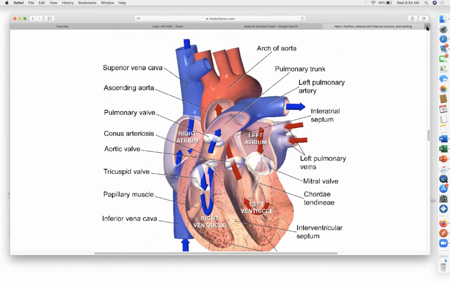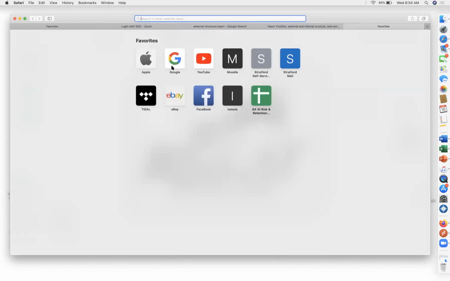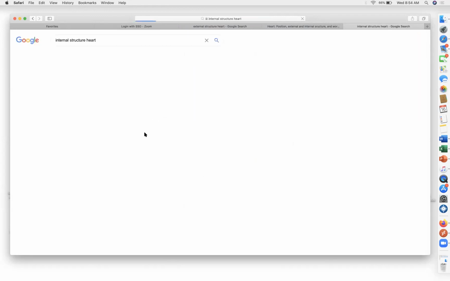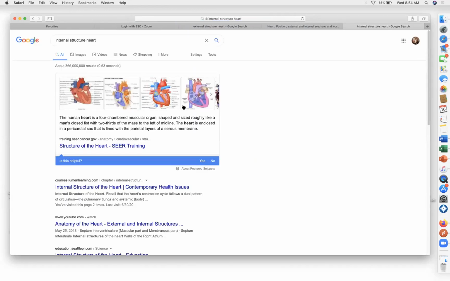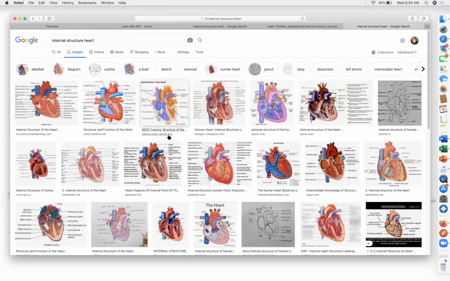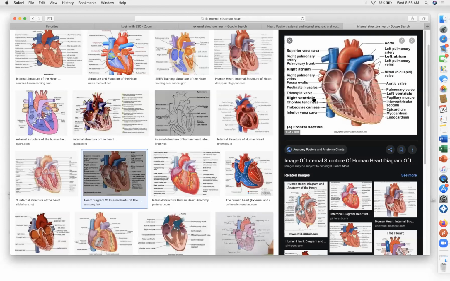Let's also now look at the internal structures of the heart a little bit more closely regarding your atrioventricular valves and those leaflets or the doors. Let me try to find something. Here you go. Here's one that's nice.